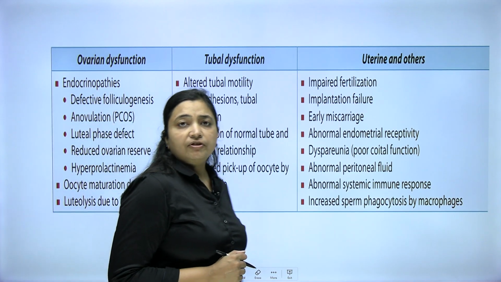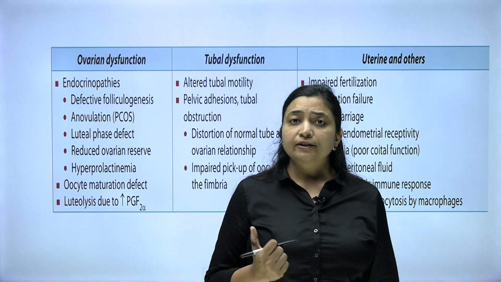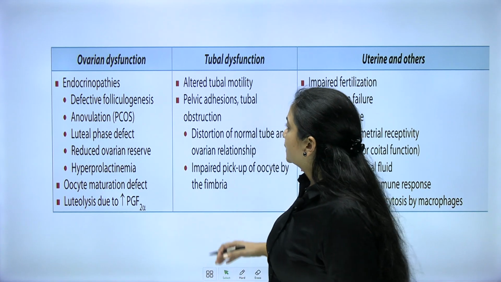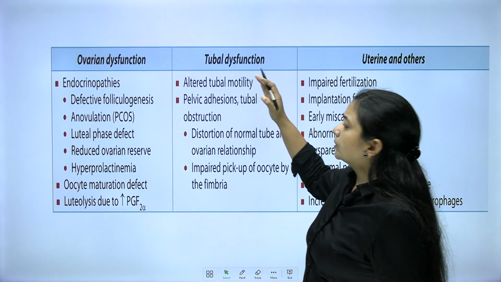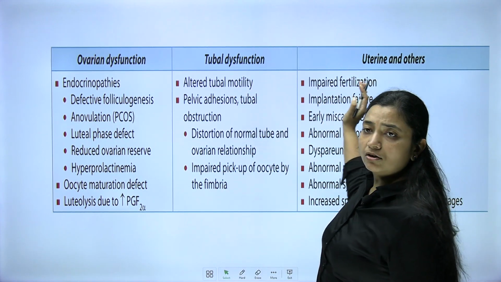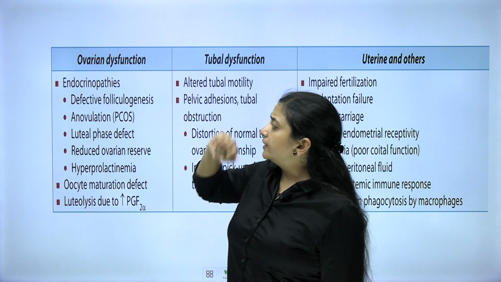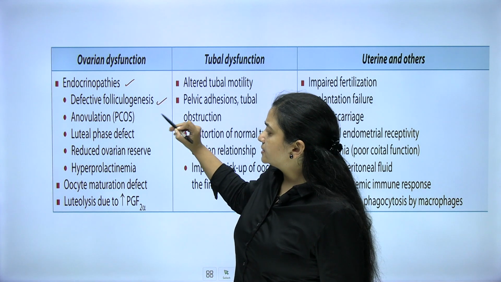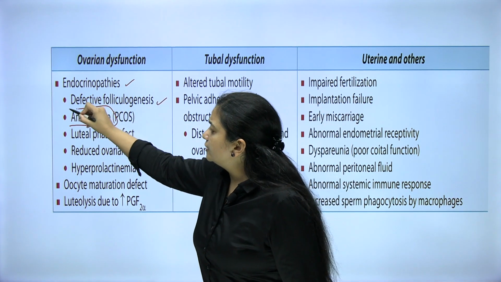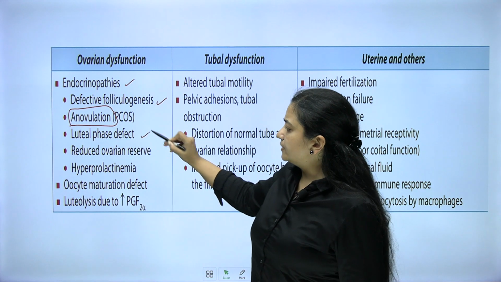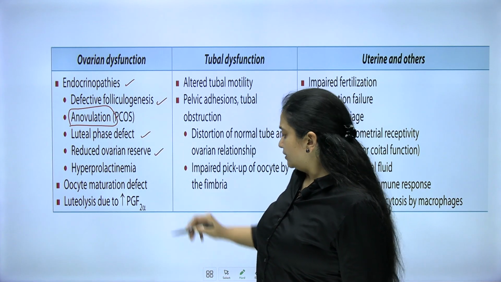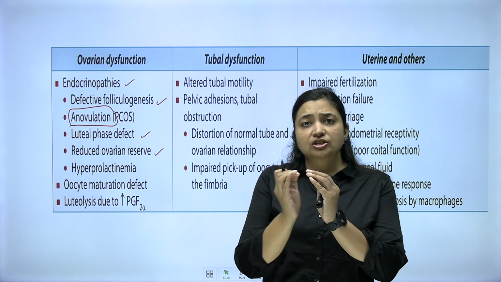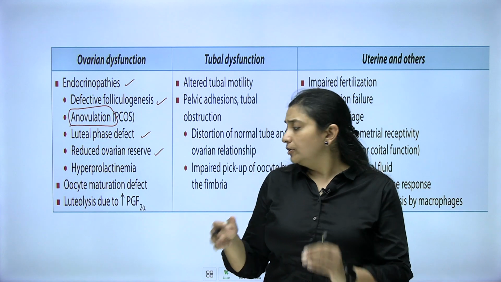What are the causes? We have already seen in our last lecture that tubal patency is always present in cases of endometriosis. Then why infertility? It could be because of ovarian dysfunction, tubal dysfunction, uterine causes and others. What do you mean by ovarian dysfunction? It could be endocrinopathies, defective folliculogenesis, anovulation, inflammation of the ovary or luteal phase defect, and reduced ovarian reserve, definitely, if there are endometriomas, chocolate cysts. Because of the collection, the active portion of the ovary which is producing follicles decreases.